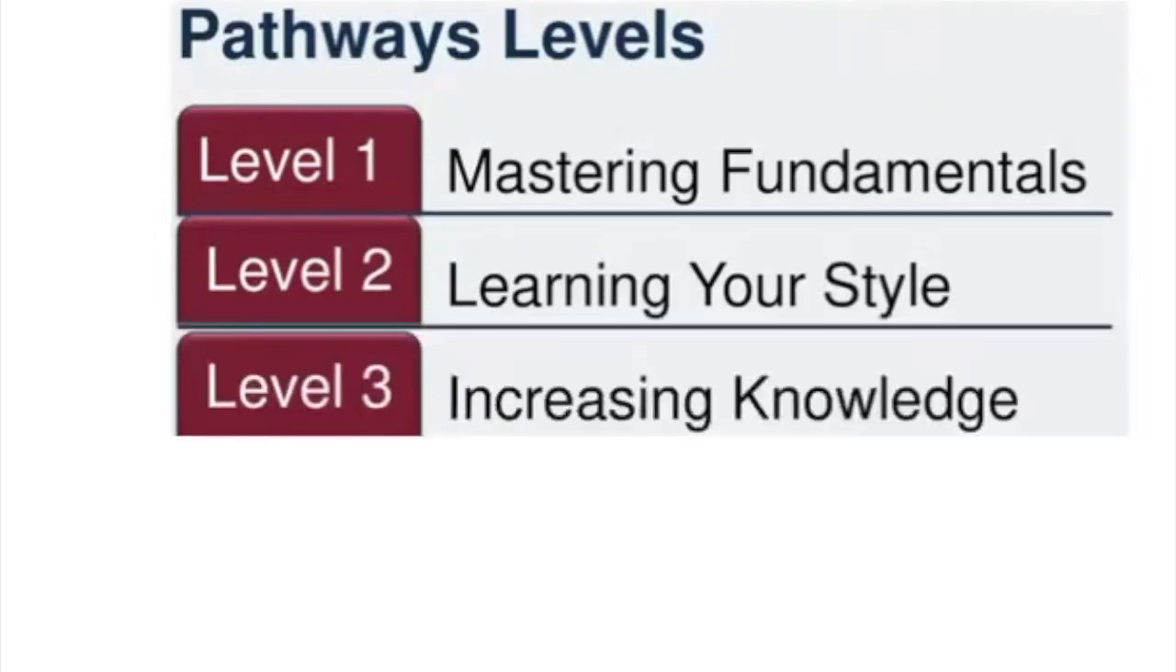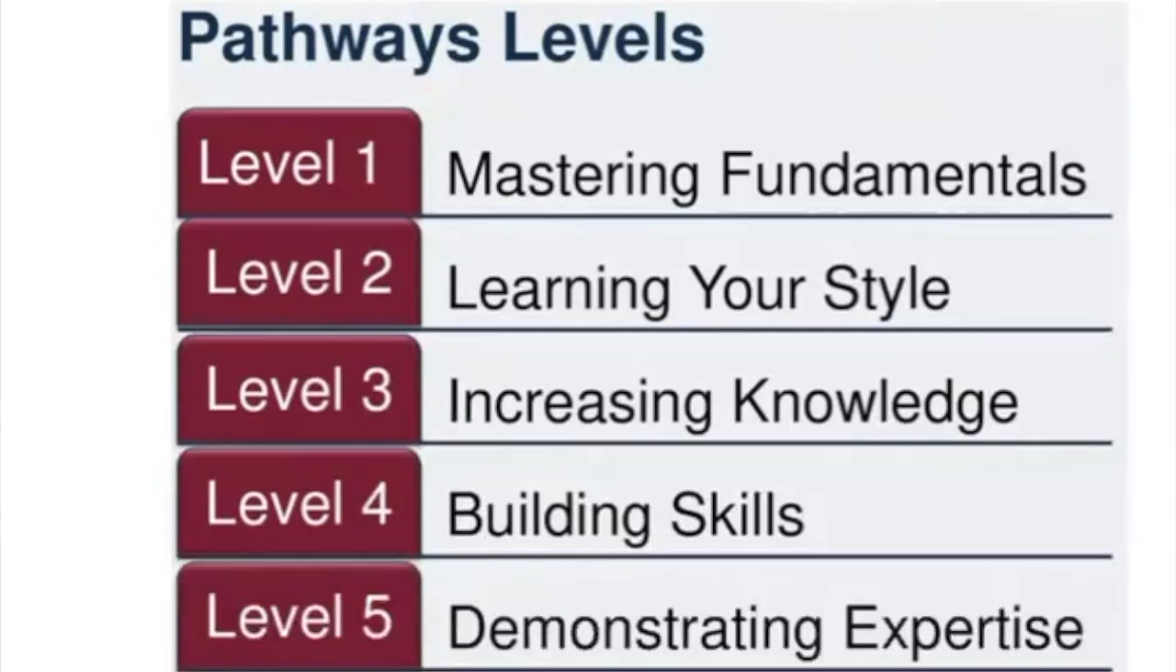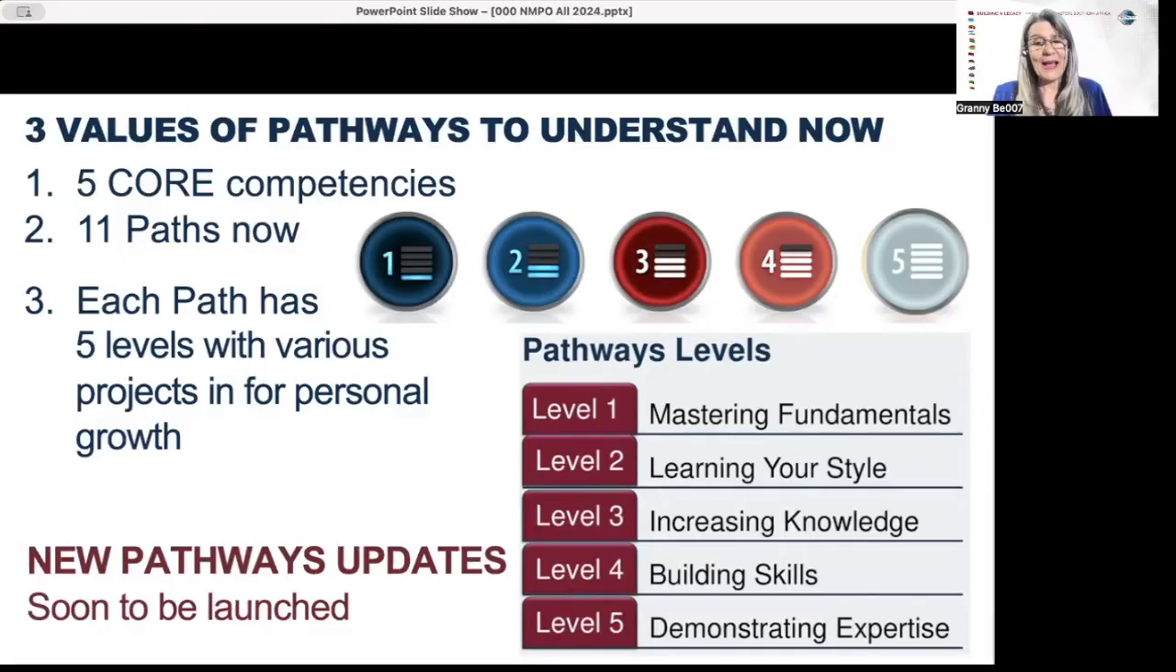When you get to level 3, you are now increasing knowledge. There are projects that are compulsory and related to your path that you've chosen, and there are projects that have election. You can elect the project that you would like. In level 4, you are now building skills, and there are electives. Levels 3, 4, and 5 have projects that you must accomplish and projects that are electives that you can select from. And level 5 is for you now to demonstrate your expertise. New pathway updates will soon be launched.